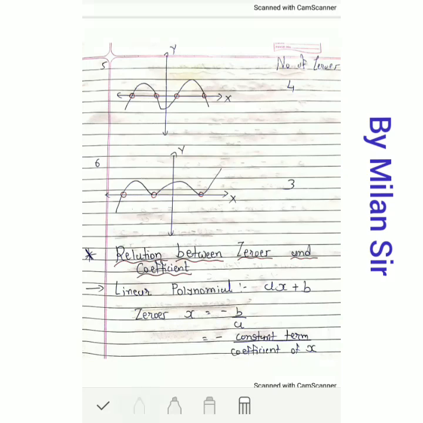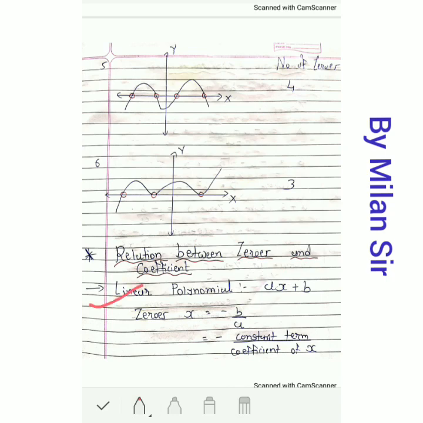Hi friends, today we learn about the relation between zeros and coefficients, and we will also learn how to get a quadratic polynomial or cubic polynomial if the sum of zeros and the multiplication of zeros are given. So our first topic is the relation between zeros and coefficients. First of all, I start with the linear polynomial.